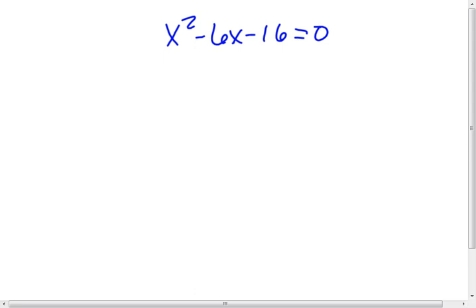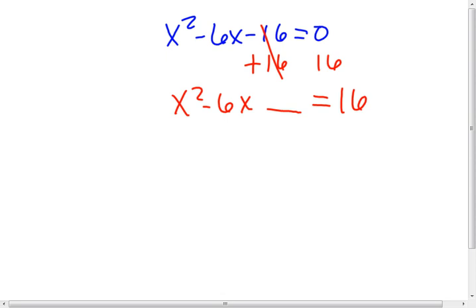Completing the square only works if your leading coefficient is a 1. In this case, the leading coefficient of x squared is 1, so we can complete the square. The first step to completing the square is to move any numbers without variables to the right side of the equation. Always put your placeholders on both sides of the equation, the placeholders being those lines, because we're going to add something to both sides of the equation to make sure we haven't violated any rules of math.